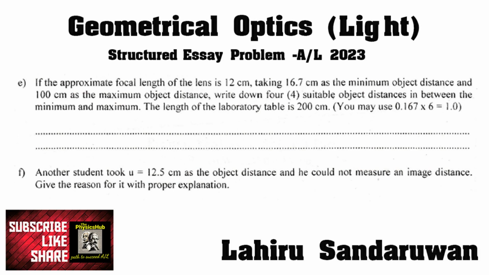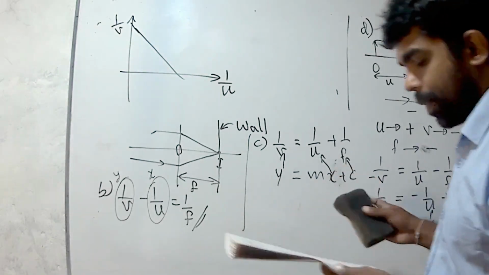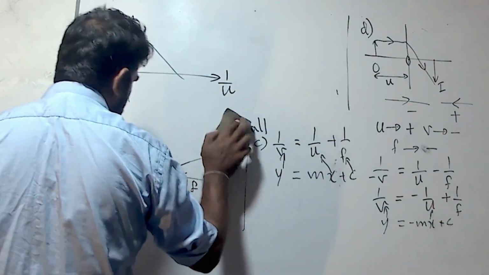Then part E. If the approximate focal length of the lens is 12 centimeters, taking 16.7 centimeters as the minimum object distance and 100 centimeters as the maximum object distance, write down 4 suitable object distances in between the minimum and maximum. The length of the laboratory table is 200 centimeters. You may use 0.167 times 6 is 1. We can get the maximum 1 over u value.